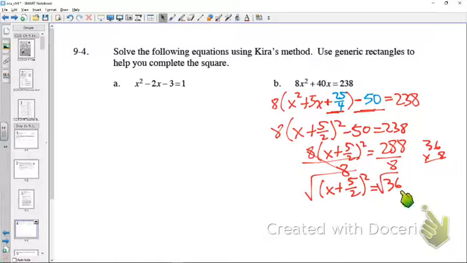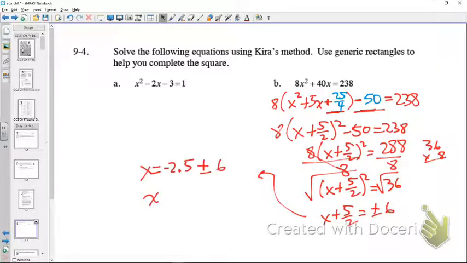So I'm going to square root both sides. Turns out the square root of 36 is a perfect square. So x plus 5 over 2 equals plus or minus 6. At this point, if you want to change that to 2.5, I would. It's easier to add the decimal to the 6 than to add 5 over 2. So over here on the left, x equals negative 2.5 plus or minus 6.